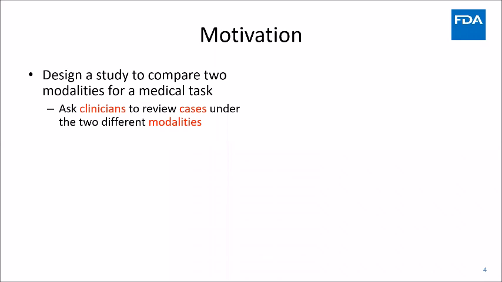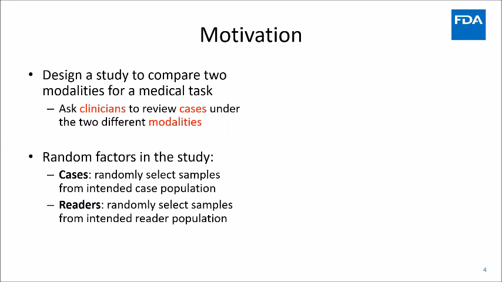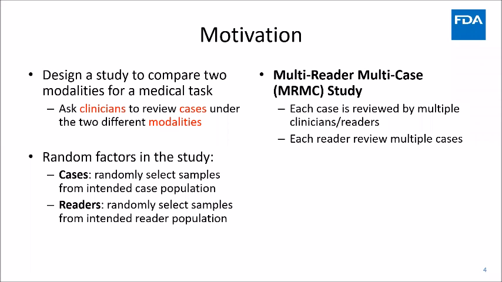To design a study for this, we want to ask the clinicians to review several cases under the two different modalities. So in this study, we have three factors: the clinicians, cases, and modalities. To compare the difference caused by different modalities, we want to have the clinicians and cases as random factors. That is, to randomly select cases from the intended case population and to randomly select samples from the intended reader population. That is what we call the MRMC, multi-reader, multi-case study.